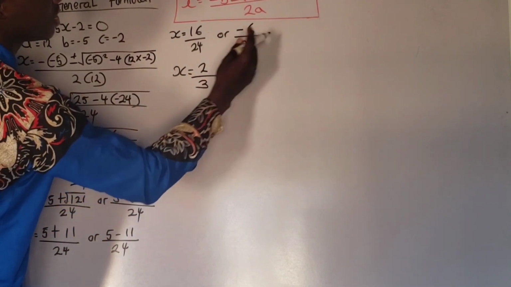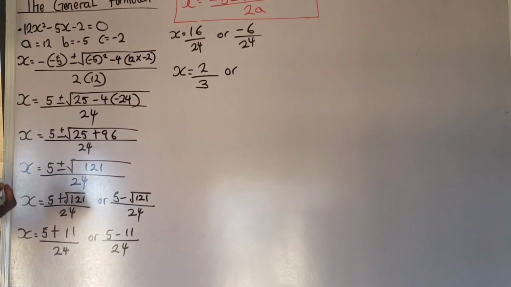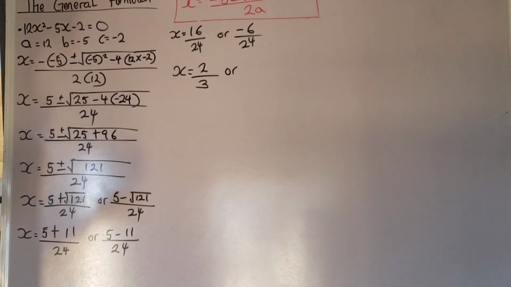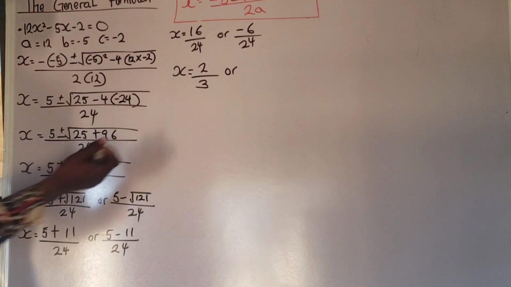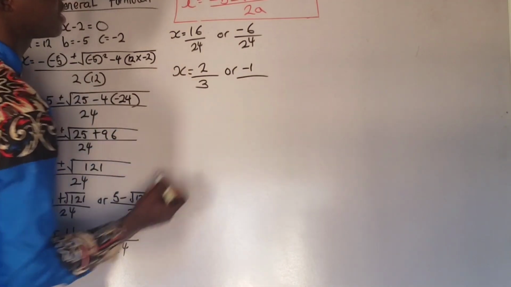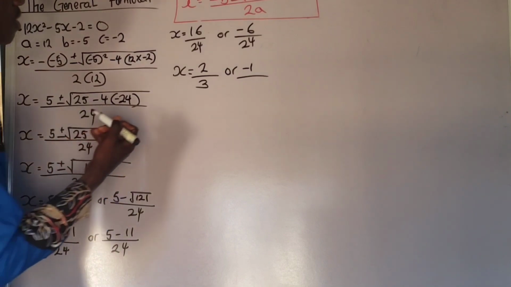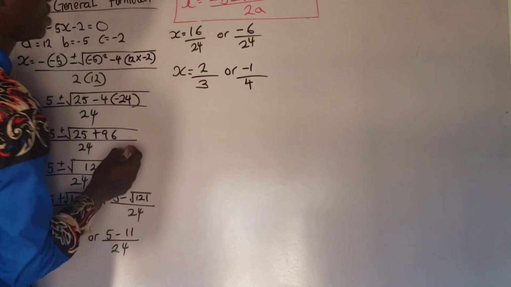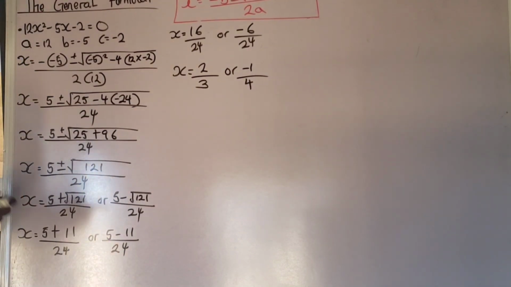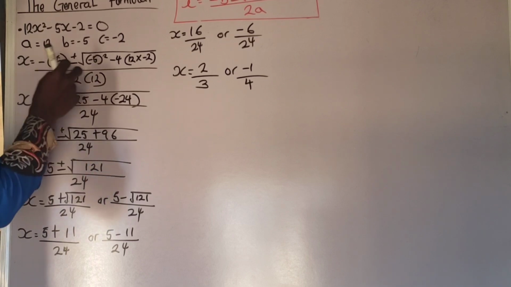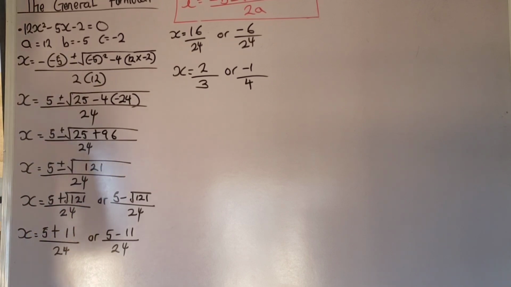Now we can also reduce negative 6 all over 24. What can we use to divide negative 6 and 24? We can use 6. Negative 6 divided by 6 is negative 1. And 24 divided by 6 will give us 4. So I'm going to have this all over 4. So the value of x that makes the quadratic equation 12x squared minus 5x minus 2 equal to 0 is 2 over 3 or negative 1 over 4.